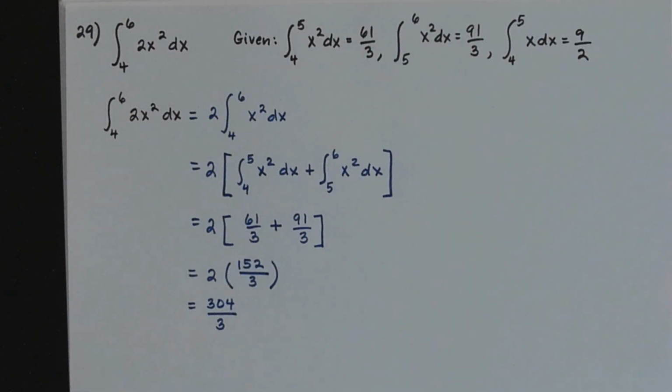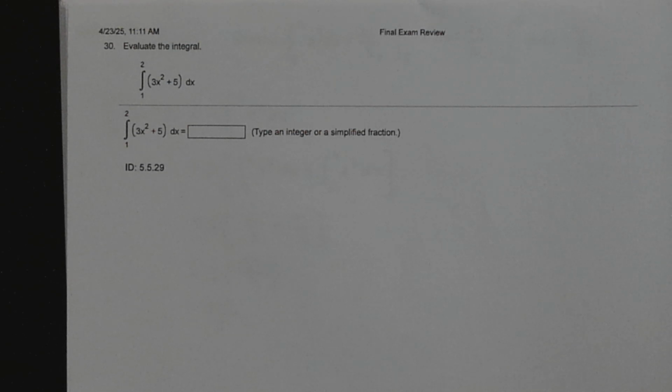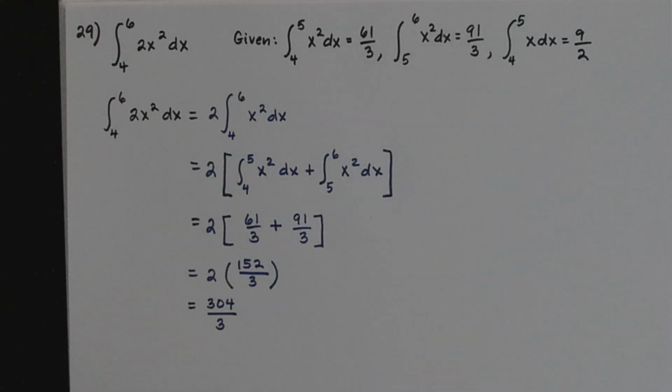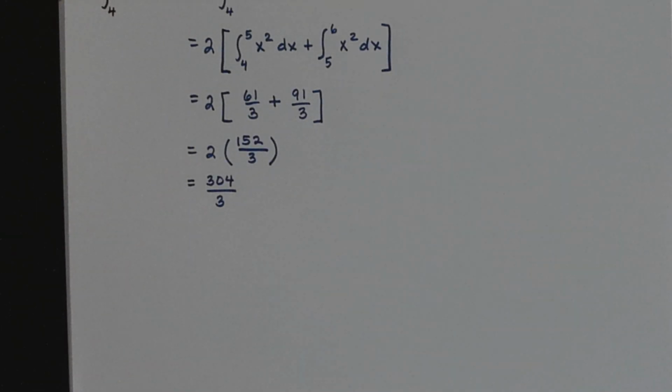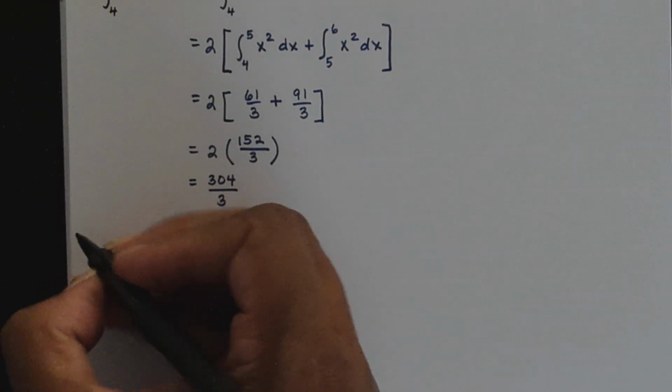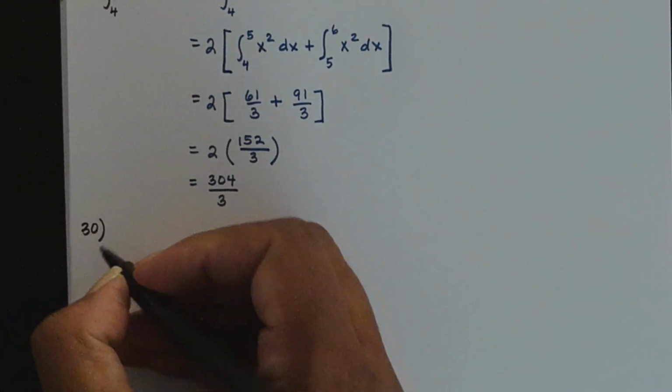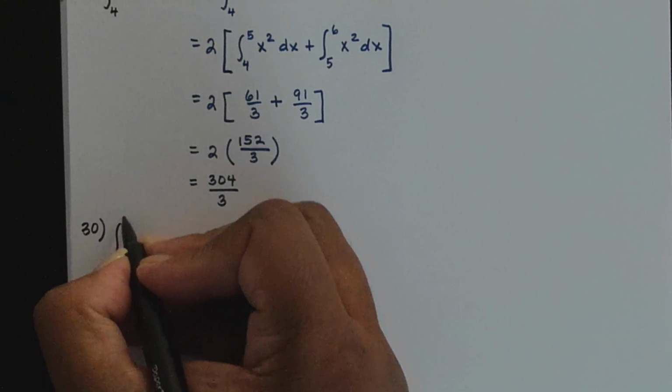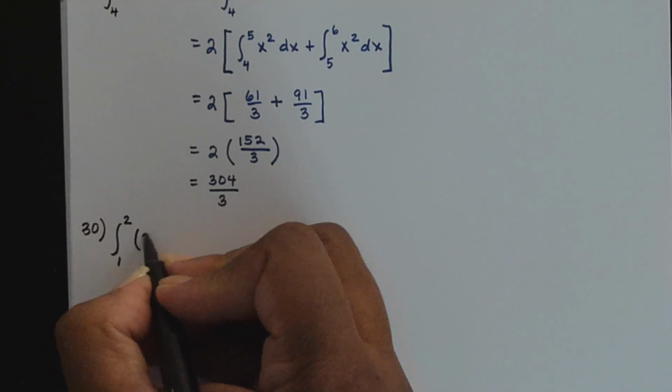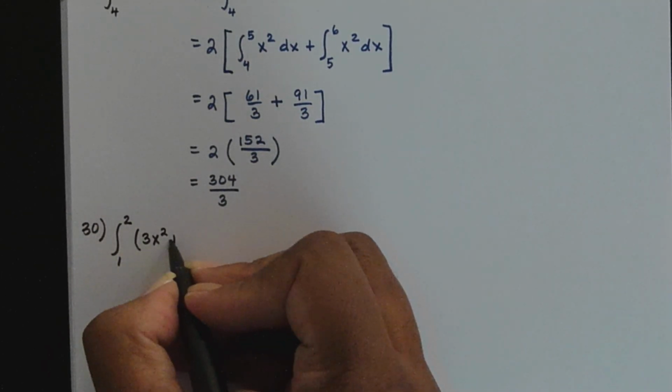And finally, number 30. Here we use the fundamental theorem of calculus to evaluate this integral from 1 to 2 of 3x squared plus 5 dx. So here the integral from 1 to 2 of 3x squared plus 5 dx.